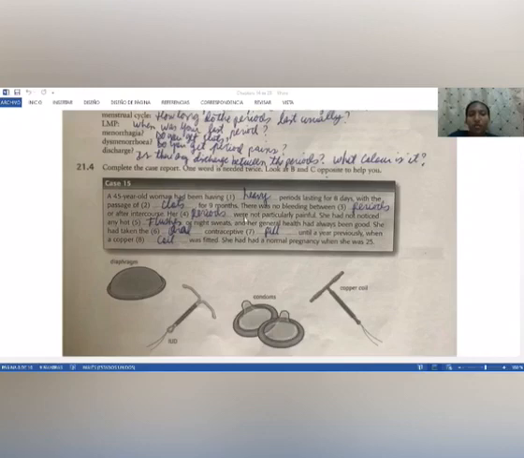Her periods were not particularly painful. She had not noticed any hot flashes or night sweats, and her general health had always been good. She had taken the oral contraceptive pill until a year previously, when a copper coil was fitted. She had had a normal pregnancy when she was 25.